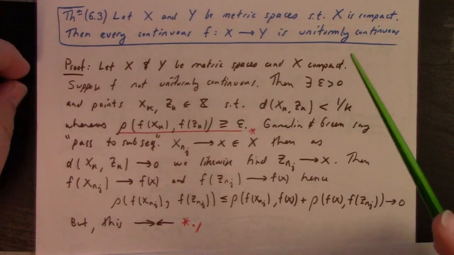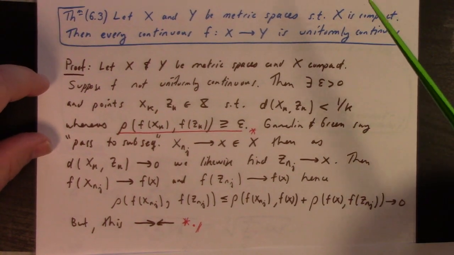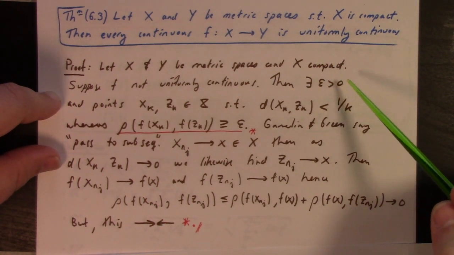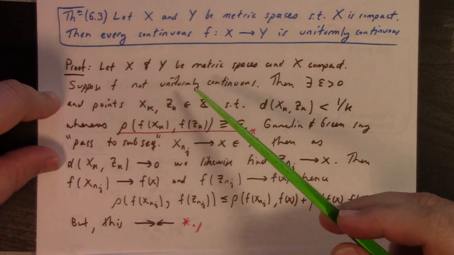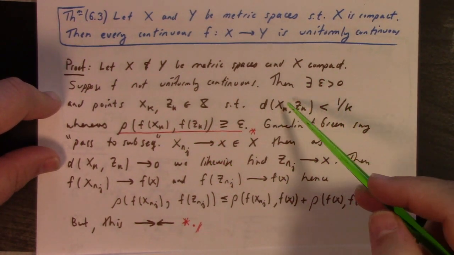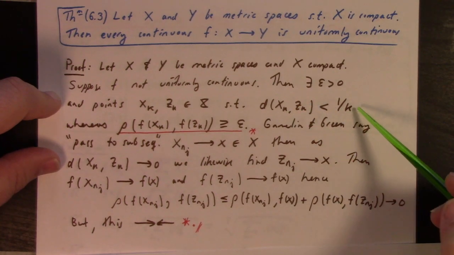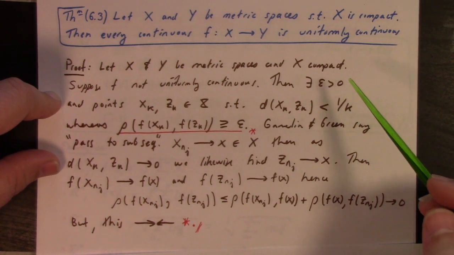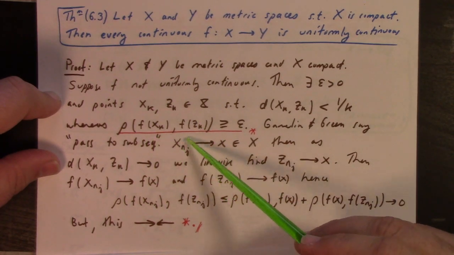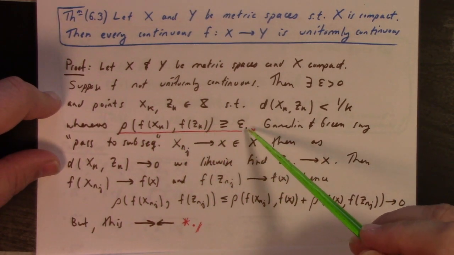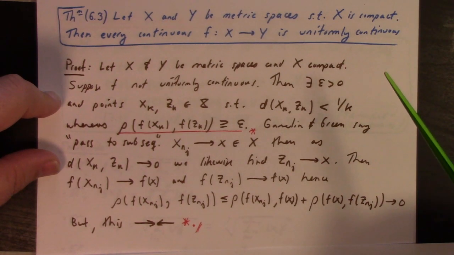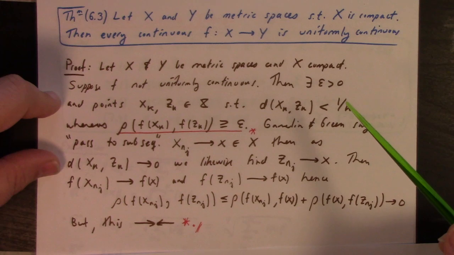So if we have x and y metric spaces and x compact, suppose f is not uniformly continuous. That would mean that there exists an epsilon greater than 0 and points xk and zk such that the distance between xk and zk was less than 1 over k, whereas the distance between the images f of xk and f of zk was greater than or equal to epsilon, right?